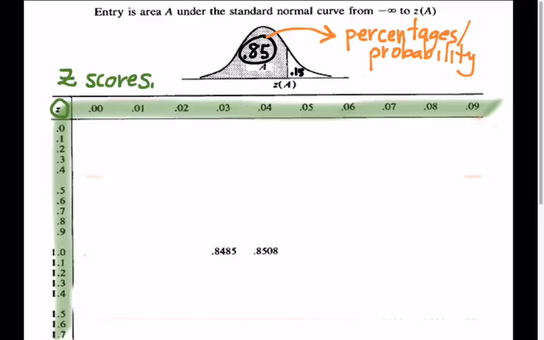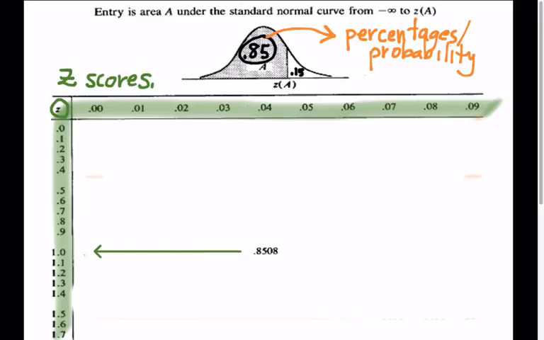Which one of these two do you want to choose, by the way? Yeah, let's choose the one on the right. It's a little bit closer. There are some that believe we should try to split the difference and go in between the two of them, but let's just pick the closest one. Okay, 0.8508. So we found that. That's our probability. So now how do we get a z-score out of that?